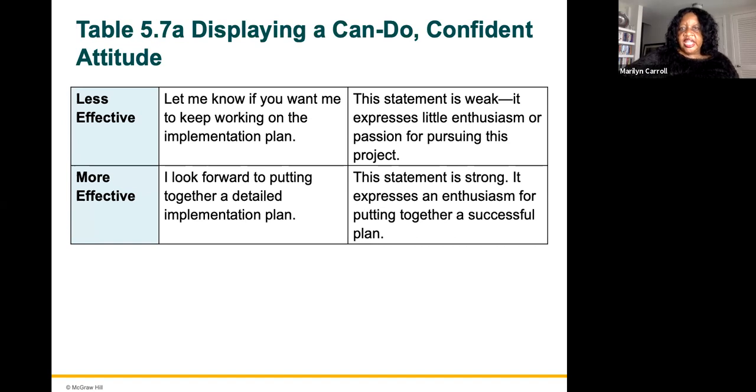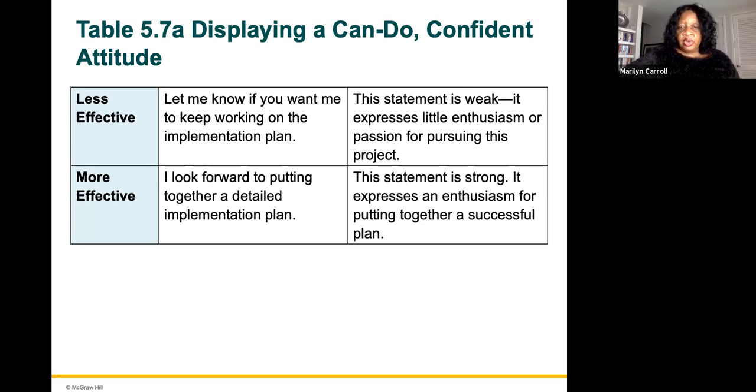So displaying a can-do confident attitude. Less effective would be, let me know if you want me to keep working on the implementation plan. Now versus, I look forward to putting together a detailed implementation plan. Do you see that? Let me know, or I look forward. I look forward is more positive.